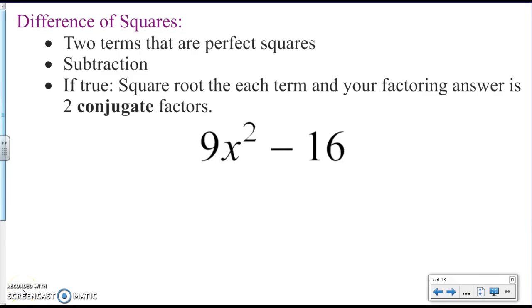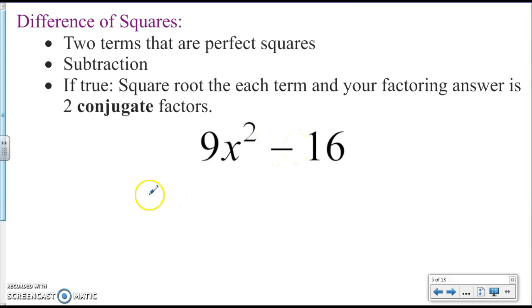Okay, we're going to continue with reviewing factoring, and we're going to focus now on the difference of two squares. So there are a couple of requirements for this. The first thing you need to check for is if you can take the square root of each term. So the square root of 9 is 3, square root of x squared is x, square root of 16 is 4. So since I can take the square root of both of those terms, the next thing I'm going to check for is to make sure I have a subtraction sign there.